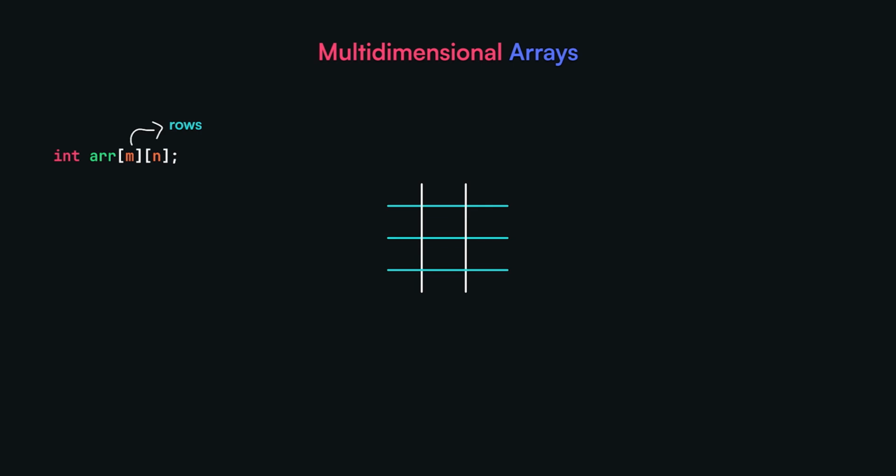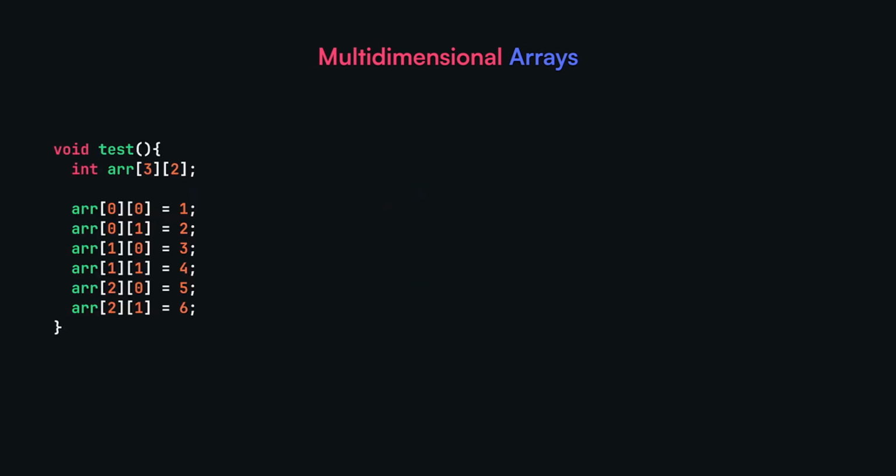The M here represents the number of rows, which are horizontal, and N represents the number of columns, which are vertical. Now let's look at this example where this piece of code defines a two-dimensional array with three rows and two columns, which basically translates to three arrays of a maximum size of two. So the total elements stored will be 2 times 3, which is 6. And so we'll fill the arrays with the values from 1 to 6. And visually, it'll look something like this, or better, like this.